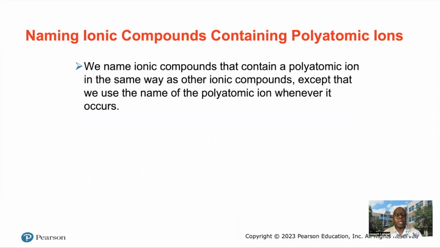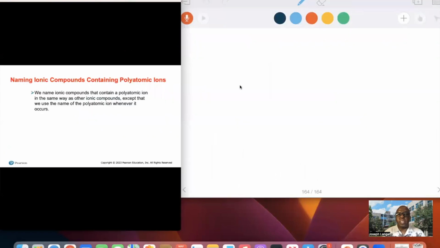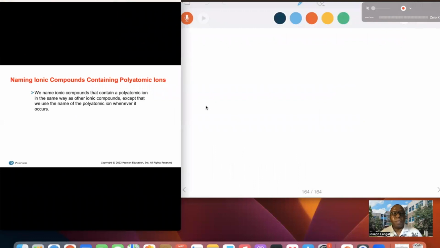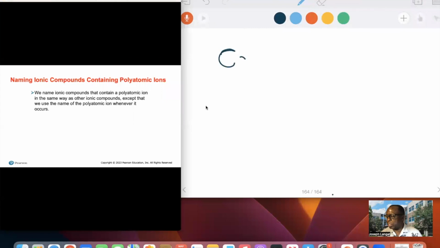So, naming the compounds containing polyatomic ions. But first, writing the correct formulas, we use the crossover rule as well. What do I mean by that? Let me minimize this. You see my whiteboard here. If I write the formula, use the crossover rule. Let's say calcium ion, which is +2, and hydroxide with an overall charge of -1.